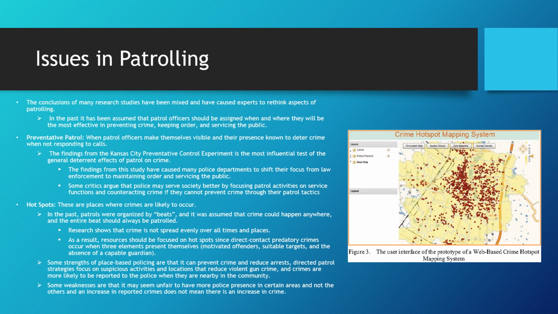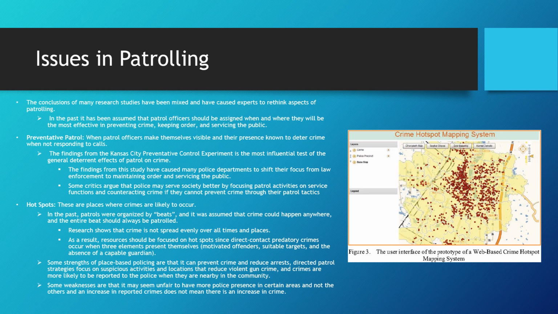Hotspots are places where crimes are likely to occur. In the past, patrols were organized by beats, and it was assumed that crime could happen anywhere, and the entire beat should always be patrolled. Research shows that crime is not spread evenly over all times and places. As a result, resources should be focused on hotspots since the direct contact of predatory crimes occur when these 3 elements present themselves: motivated offenders, suitable targets, and the absence of a capable guardian.